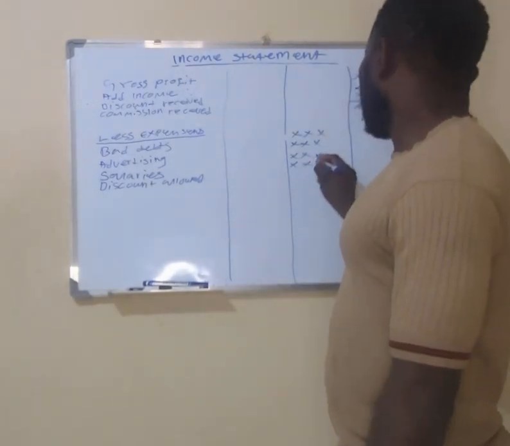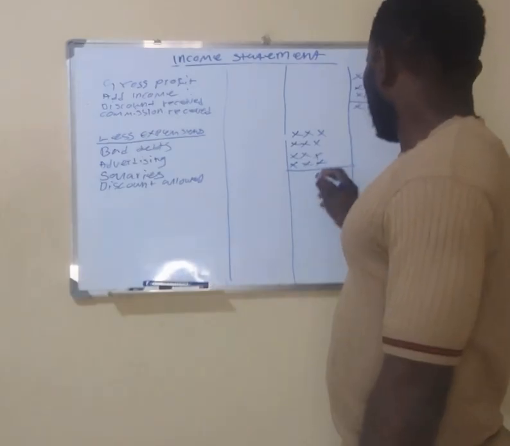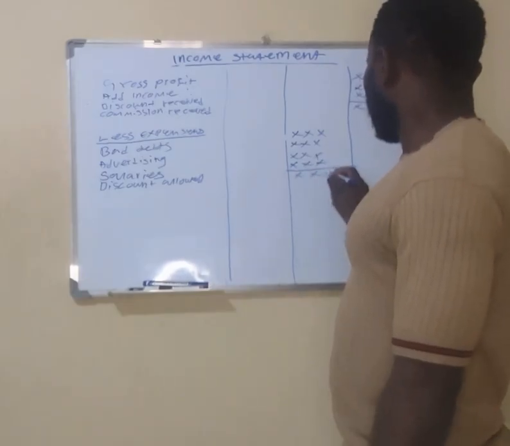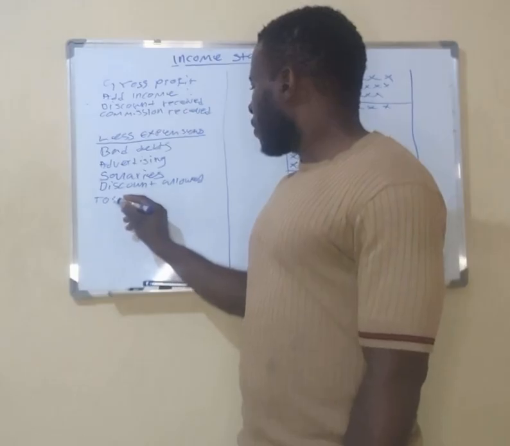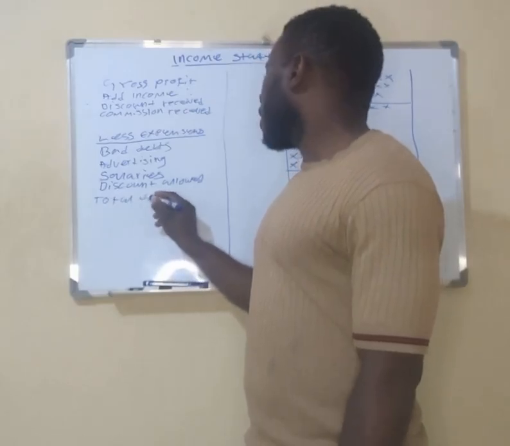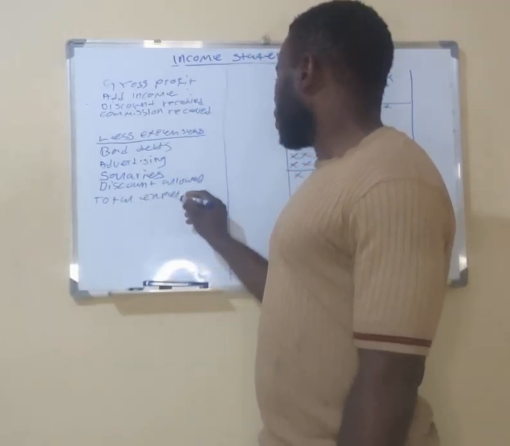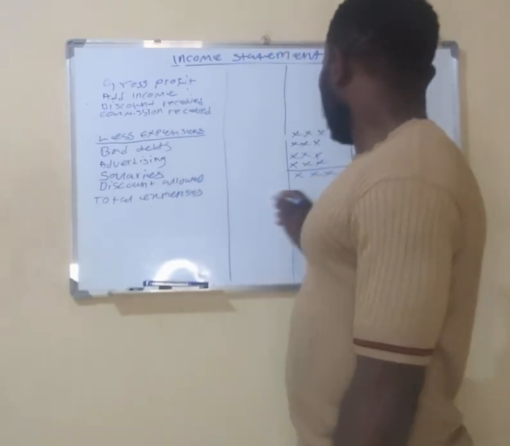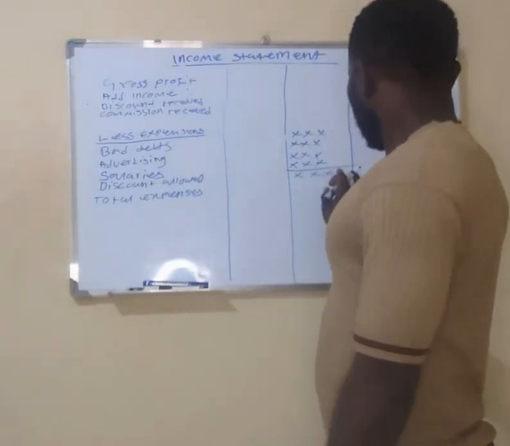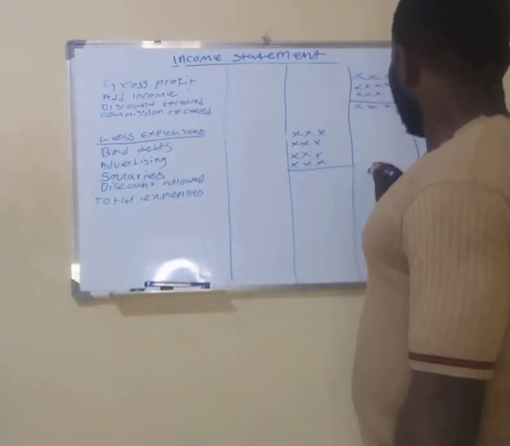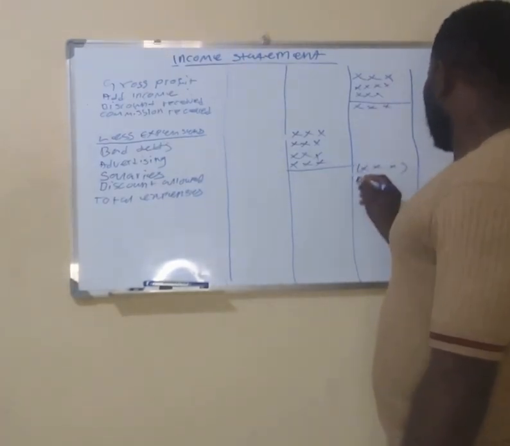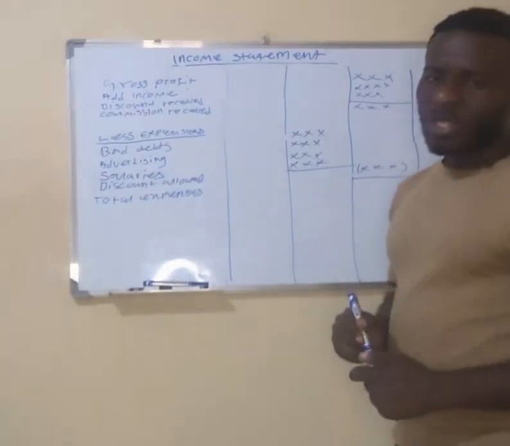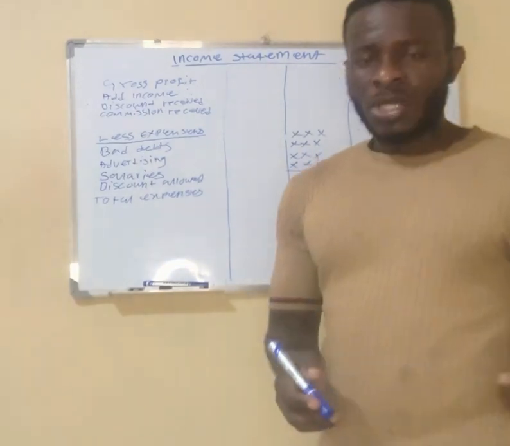So these will be your total expenses. They are going to be subtracted from your gross profit. This is what will determine whether the business was running at a profit or a loss.